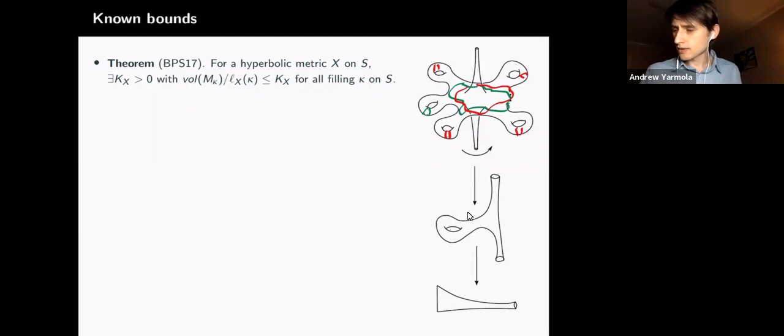And now you're going to have your possibly, let me just draw them as red, and it doesn't quite matter, green curves that are still filling downstairs. And then you're going to further quotient this down to an orbifold. You're going to quotient it down to the modular surface. So this is the one cusp with two cone points.